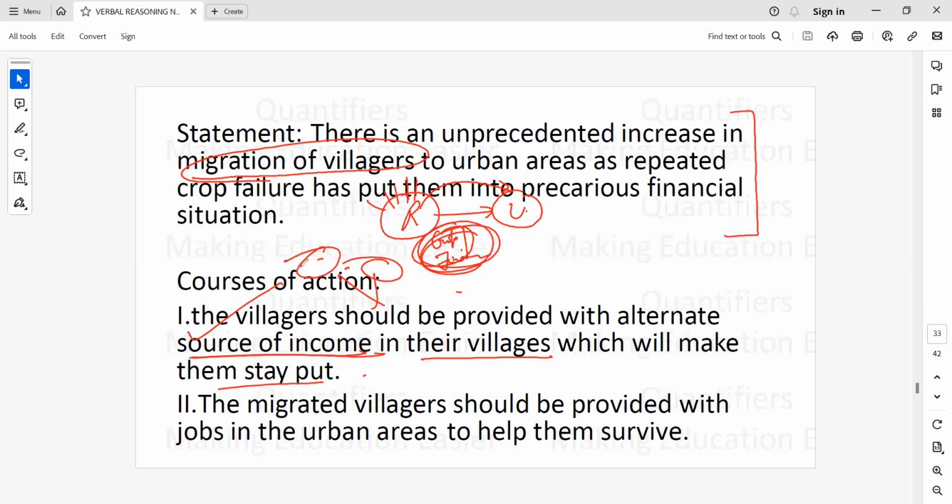It is a twin-edged sword, working on migration as well as their financial strain due to the crop failure. Now, the migrant villagers should be provided with jobs in the urban areas to help them survive. What if I'm giving them jobs in the urban area? Then I'm all the more promoting migration. So this is actually increasing the problem, not solving it. Hence, this is not my answer.